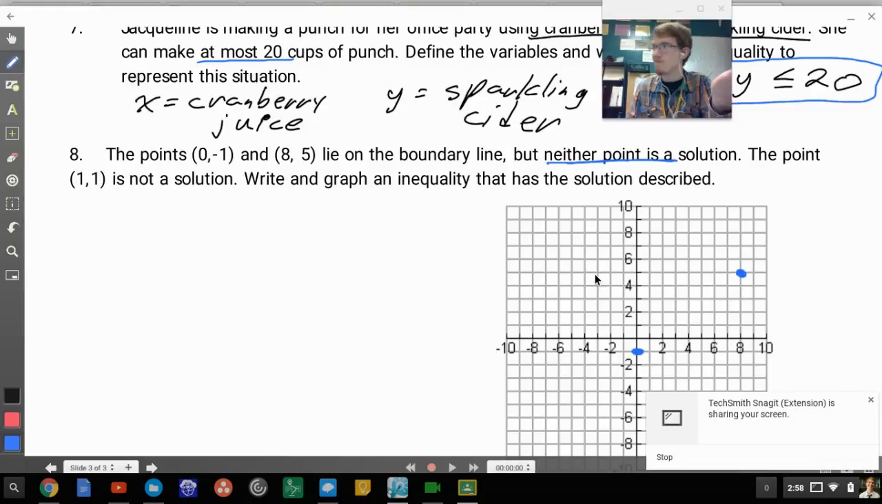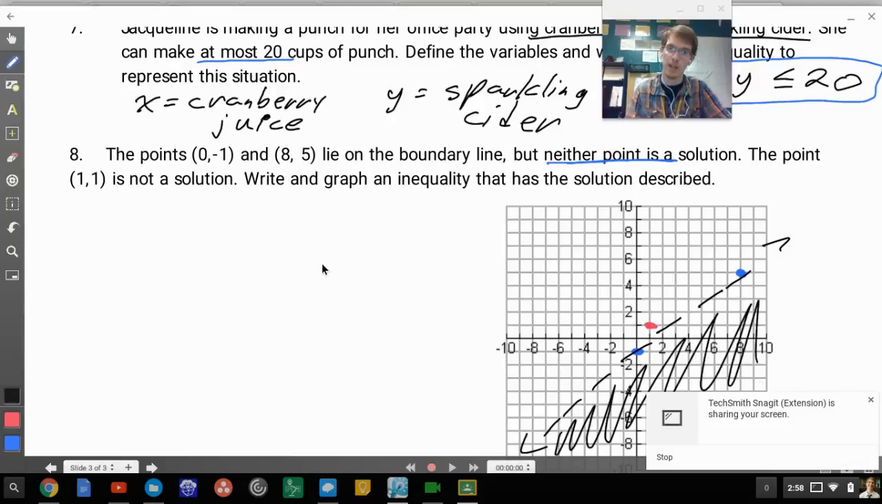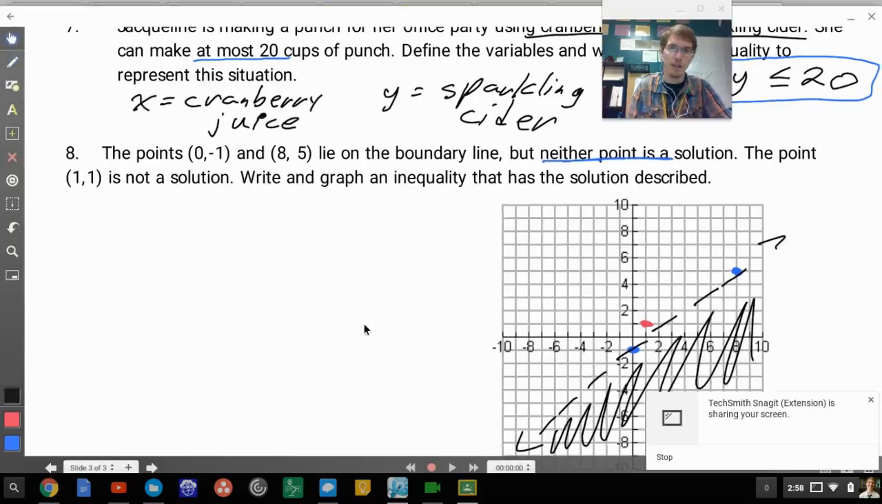How could that be? It's really more of a puzzle, honestly, this problem is. Neither one's a solution. Well, that must mean that it's dashed. Must mean it's dashed. Okay. Now the point 1, 1, let me put that point right there, is not a solution. So where are the solutions? They're definitely not over here. They're not above the line, so they must be below. They must be below the line. All right, so there's sort of what that's going to look like.